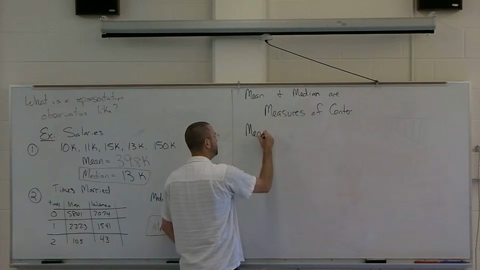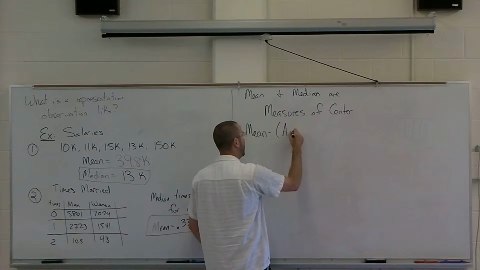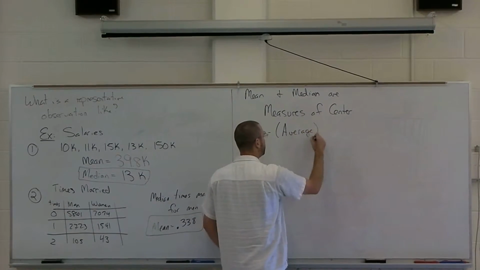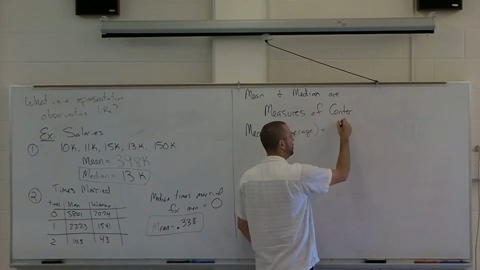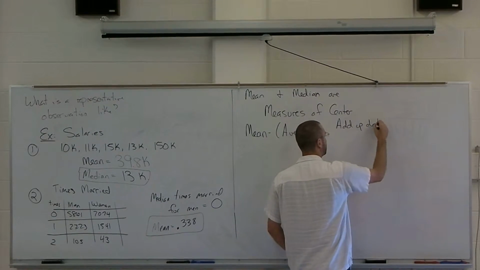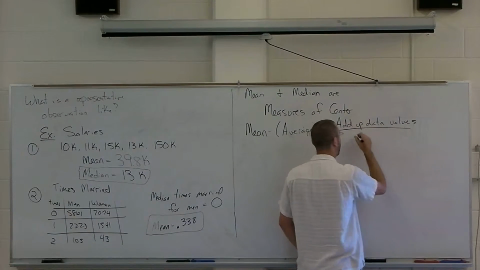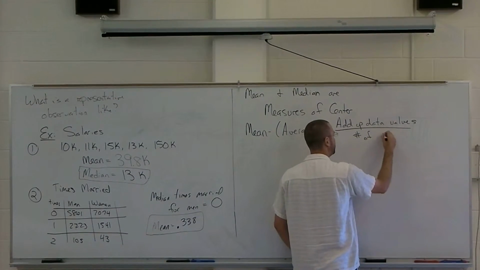The mean, also typically, unfortunately, called the average. The formula for that: you just add up all the data values and divide by the number of data values.